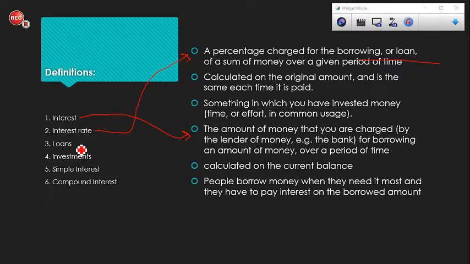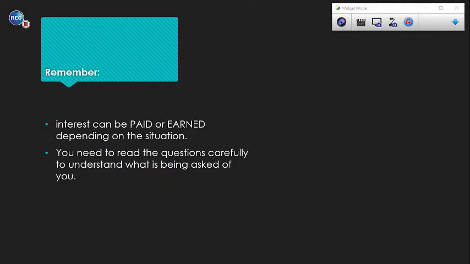If we are looking at a loan, that's when we borrow money, when we really need the money and we'll pay interest on that money. And an investment is normally when you invest money into something. Simple interest is what you learned in grade 10. It's calculated on the original amount and the amount stays the same each time it is paid. And then compound interest is calculated on the current balance. And therefore that will change every time you pay the amount.